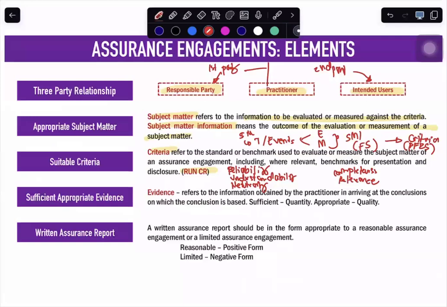Next, we have completeness, meaning the criteria is sufficiently complete. That is, whenever we use the criteria, we can evaluate or measure the subject matter information.